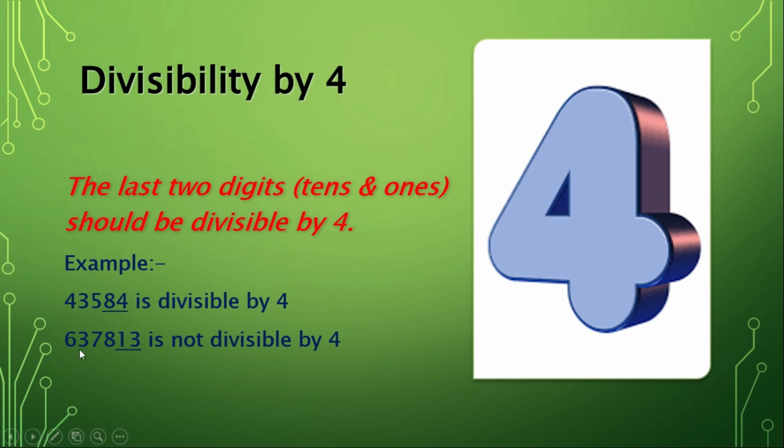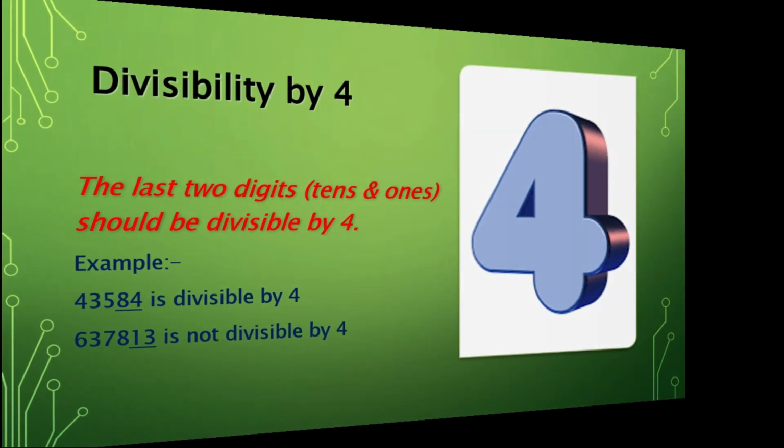But in this case, this number, we have 13 at the last two places, 13. As 13 is not divisible by 4, that means this whole number is not divisible by 4 as well. Let us move to the next rule.